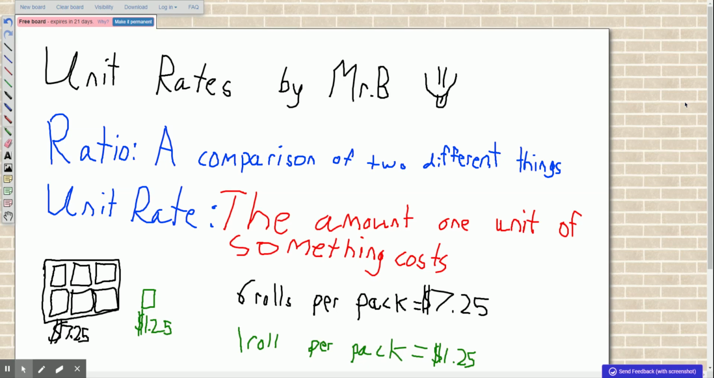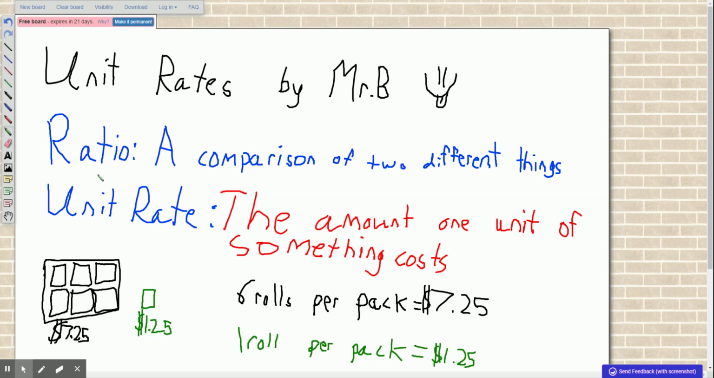I figured I'd make another video, this time going back to something that we learned all the way at the start of the year. We learned this actually in August, and this is unit rates. So starting off with unit rates, we're going to define two different terms today. We're going to define ratio and unit rate.